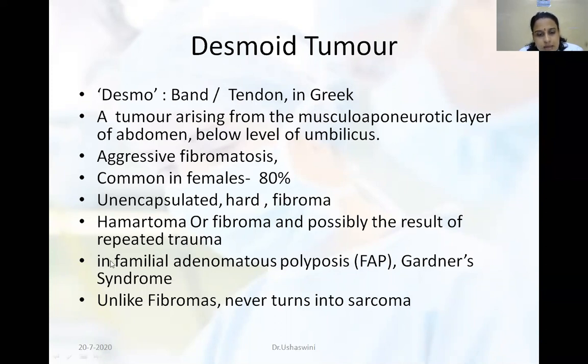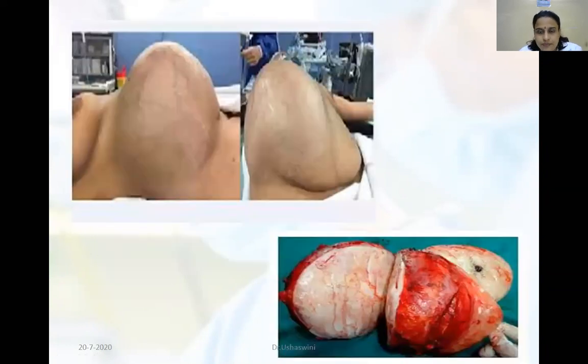There is a common association with familial adenomatous polyposis, FAP, or Gardner's syndrome. When a patient has a desmoid tumor, you should also look for adenomatous polyposis in the intestines. One important point: unlike fibromas, this never turns into a sarcoma. Desmoid tumor never turns malignant.